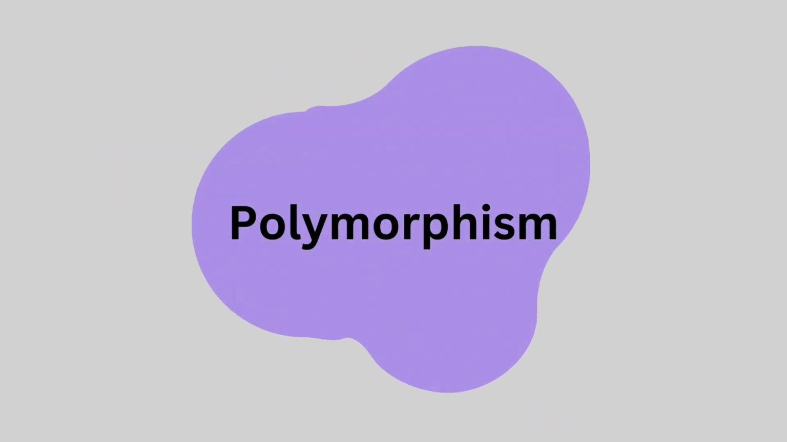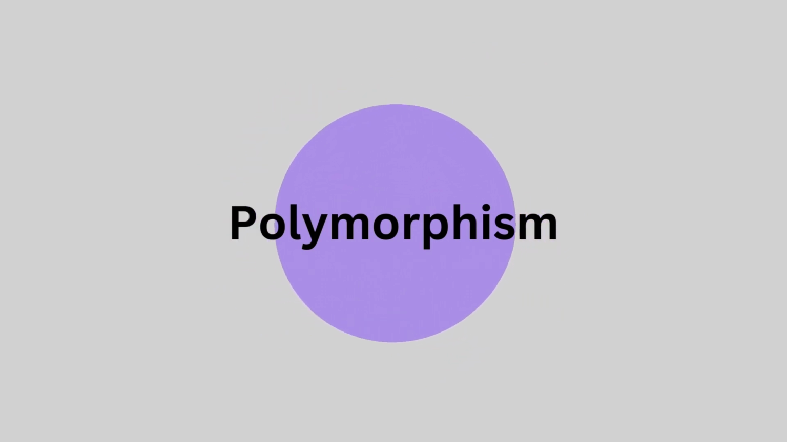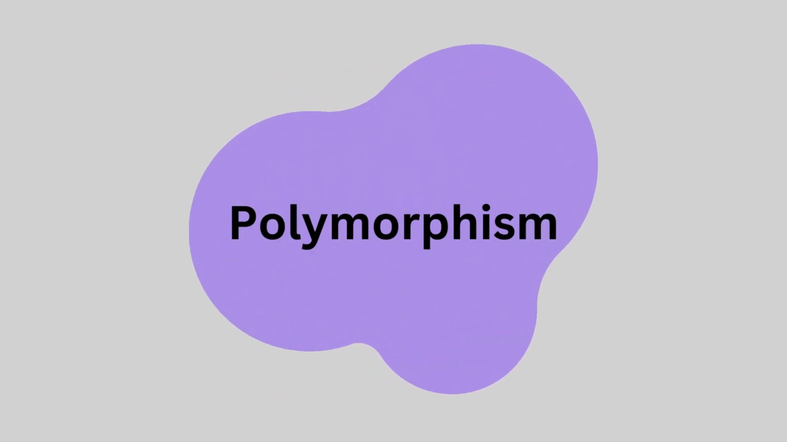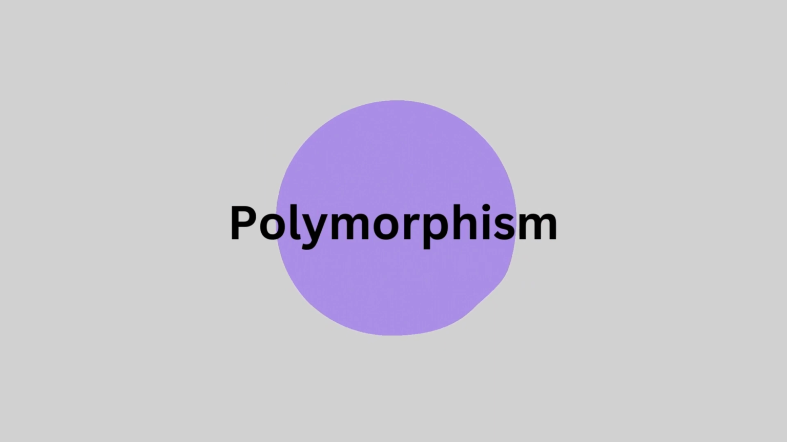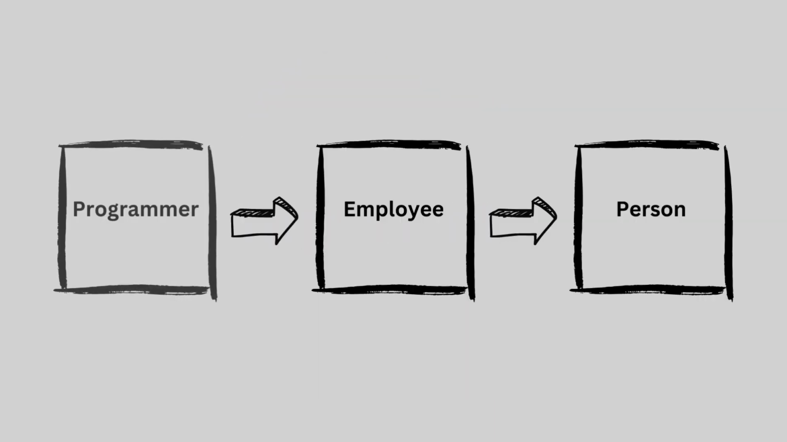Polymorphism is one of the three fundamental principles of object-oriented programming, after encapsulation and inheritance, which we have seen so far. Polymorphism is a Greek word that means many forms, and it occurs when we have many classes that are related to each other by inheritance. For example, an object of the programmer class is first of all a programmer, but it is also an employee and it is a person as well. So basically it has different forms.